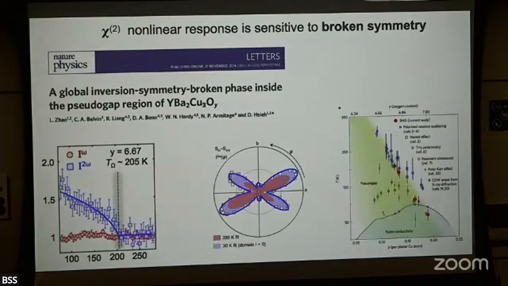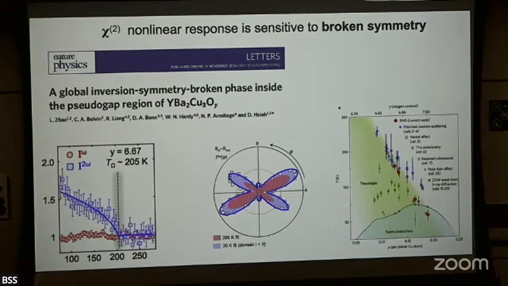Chi2 nonlinearities are only present in materials which break inversion, so they're non-centrosymmetric. And so this is some data from Dave Shea's group when Luyan Zhao, who's now in Michigan, was a postdoc there. I was fortunate to collaborate with them on this.